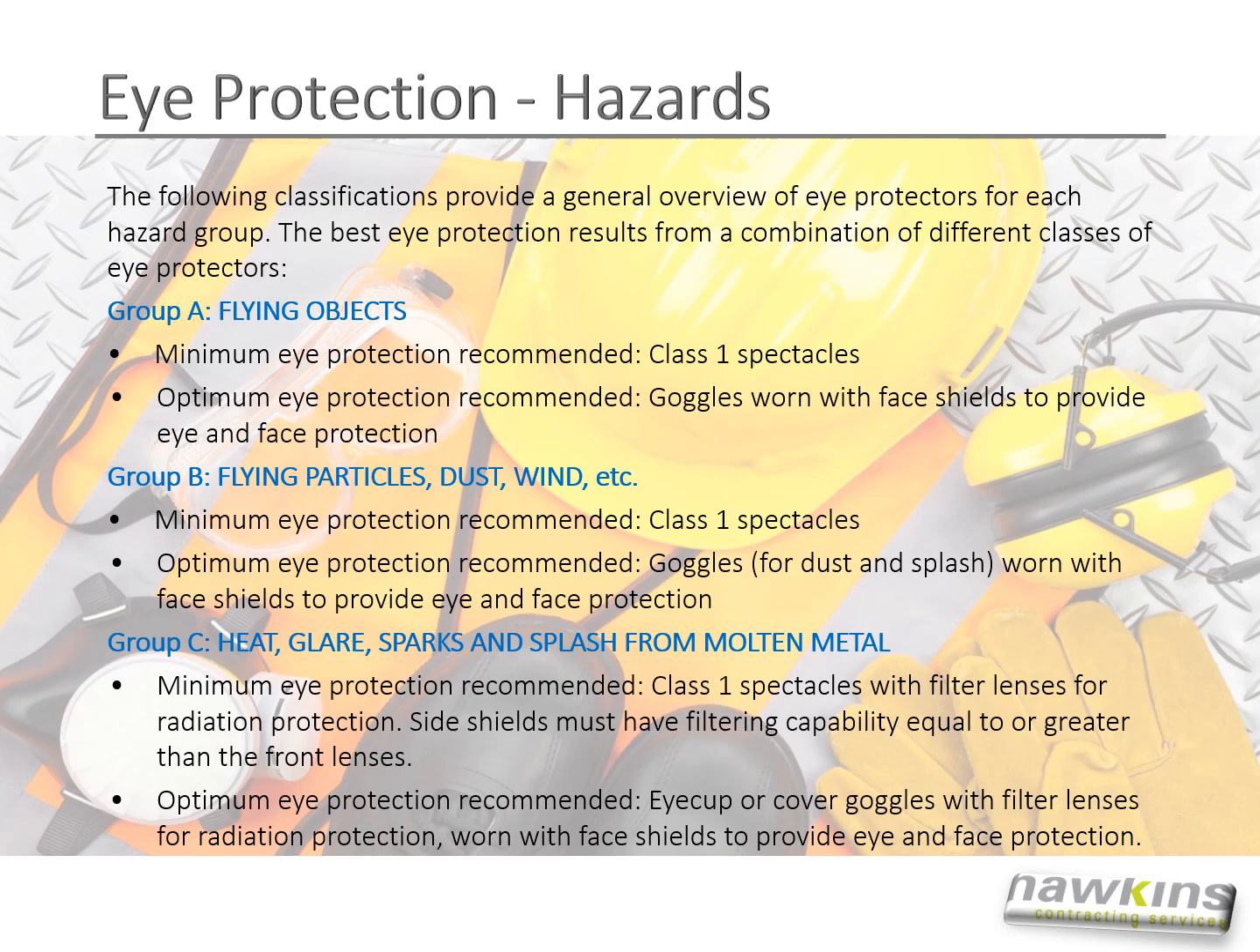The following classifications provide a general overview of eye protectors for each hazard group. The best eye protection results from a combination of different classes of eye protectors. 1. Group A is flying objects. Minimum eye protection recommended is Class 1 spectacles. Optimum eye protection recommended are goggles worn with face shields to provide eye and face protection.